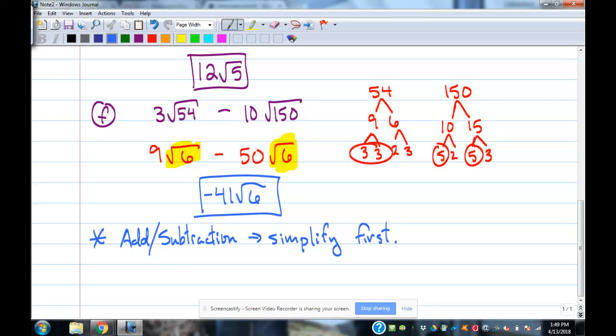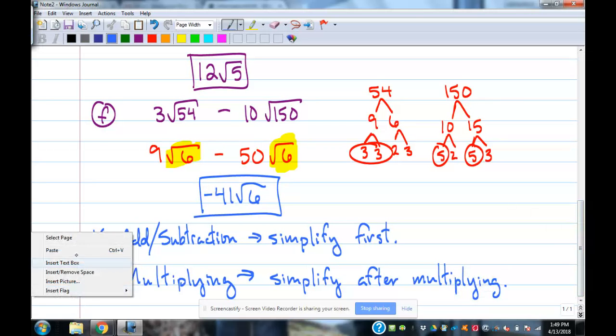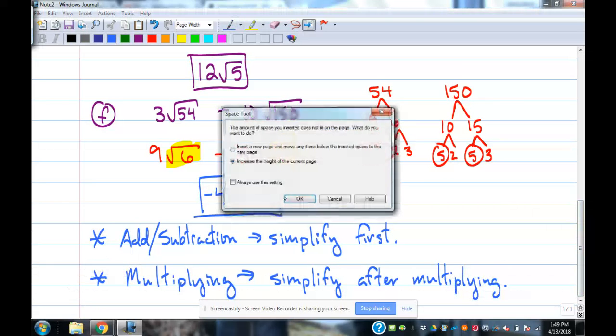We're going to do multiplication today. Not going to do division today. We're about to do it right now. All right, with multiplication, if you have any kind of multiplying involved in a problem, you want to simplify after multiplying. Okay, you simplify after you multiply.